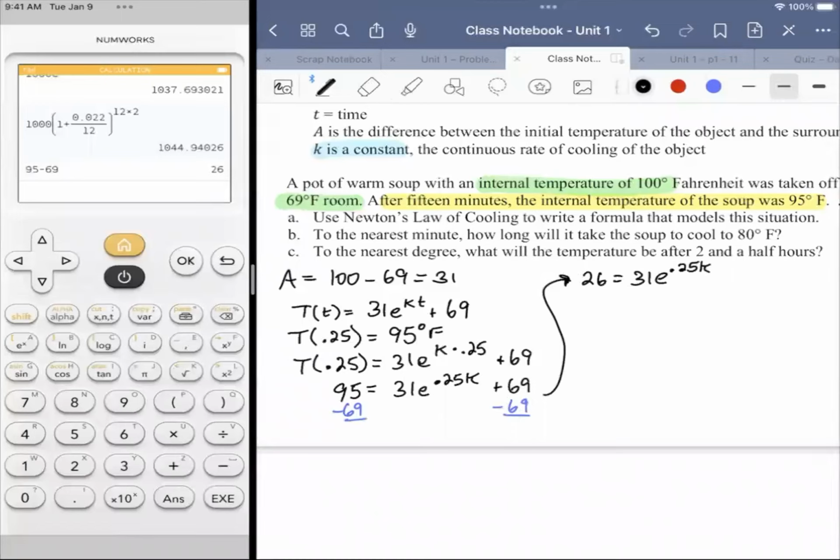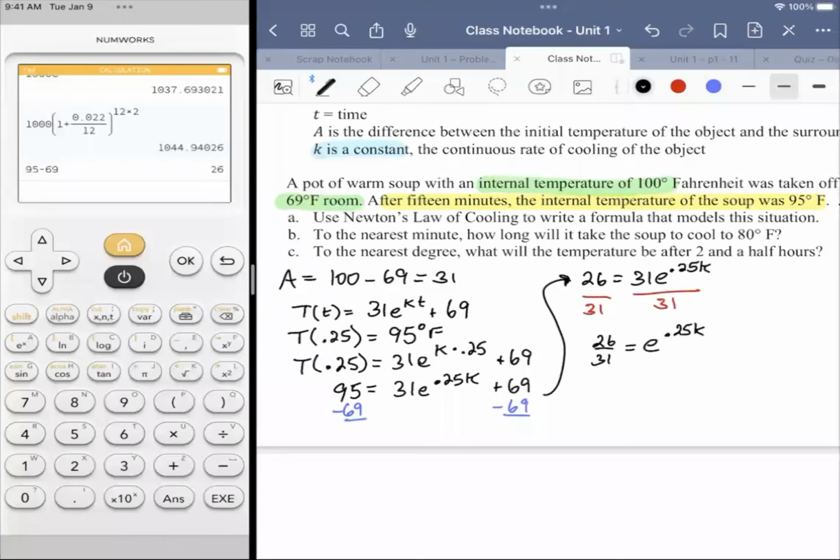All right. So now I want to get that 31 out of there. So I'm going to divide both sides by 31. So 26 over 31 is equal to e to the 0.25 K power.